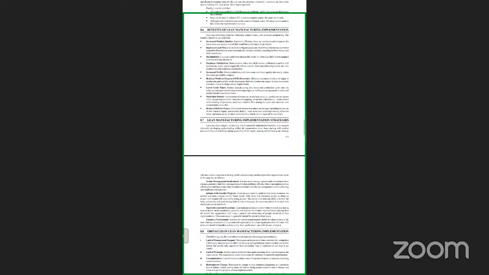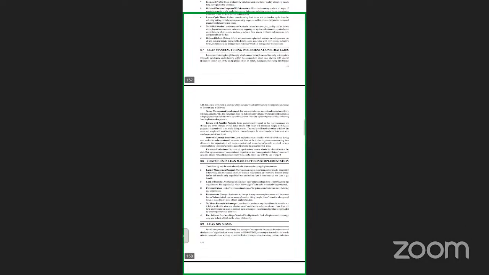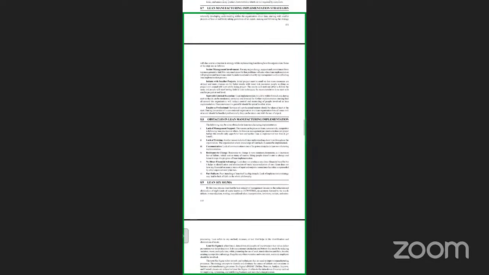And we have lean manufacturing implementation strategies, under which we have senior management involvement, initiating with smaller projects, starting with limited execution, and employing a professional to look after the implementation of the lean manufacturing process. At every stage, senior management involvement is a must to commit to the lean manufacturing process in their organization.